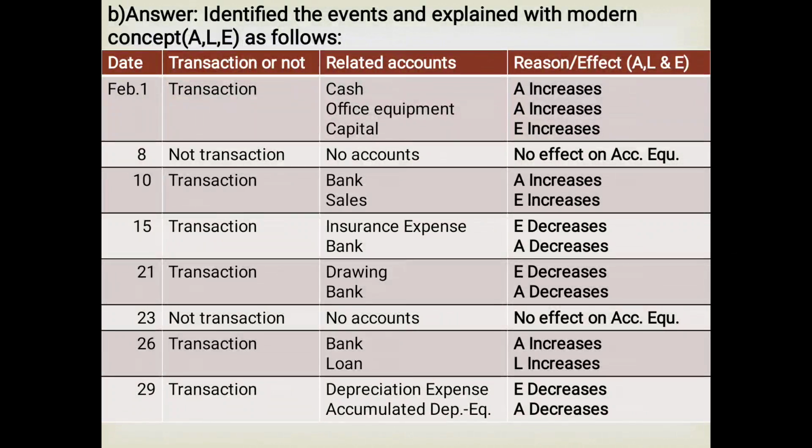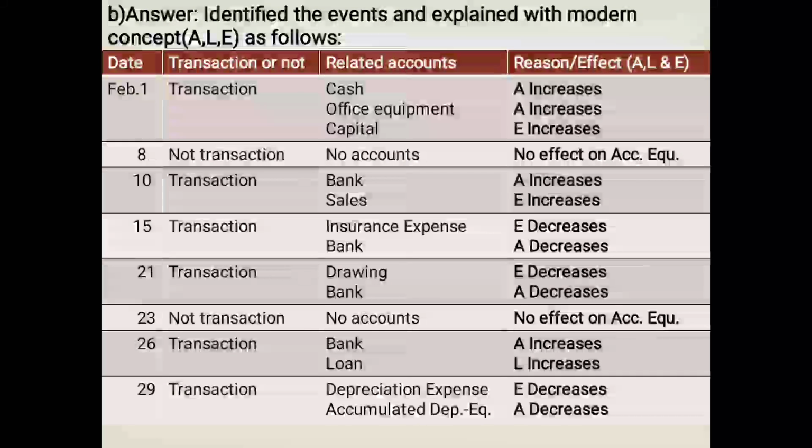February 21, this event is a transaction. It's related to accounts: drawings account and the bank account. Drawings is one kind of contra equity, that is negative equity. When drawings occur, then equity decreases, the capital amount decreases, so equity decreases. And the bank balance of the business is decreased, so asset decreases for this transaction. February 23, this event is not a transaction. It has no accounts, it has no effect on the accounting equation for this event.